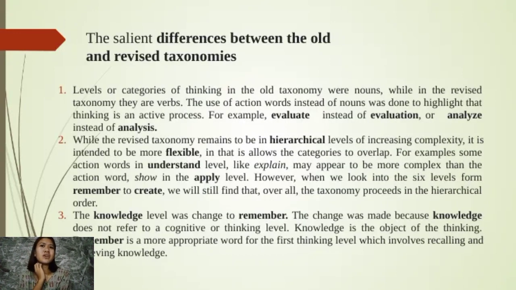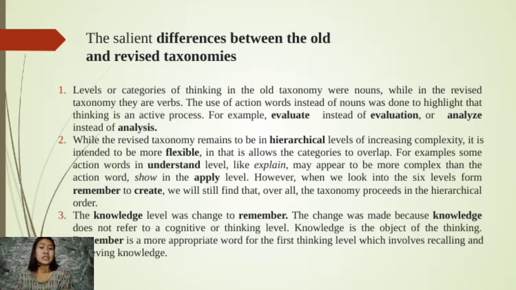Okay, so now let's talk about the salient differences between the old and the revised taxonomies. Number one, levels or categories of thinking in the old taxonomy were nouns, while in the revised taxonomy they are verbs. The use of action words instead of nouns was done to highlight that thinking is an active process. For example, evaluate instead of evaluation, or analyze instead of analysis.